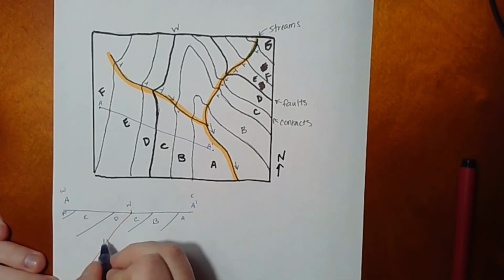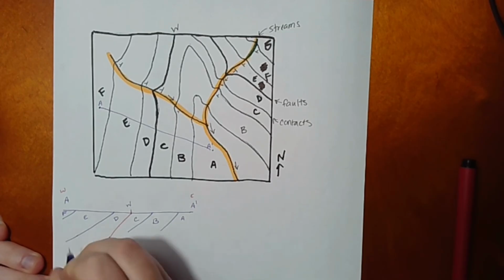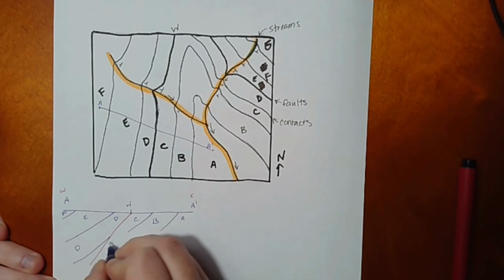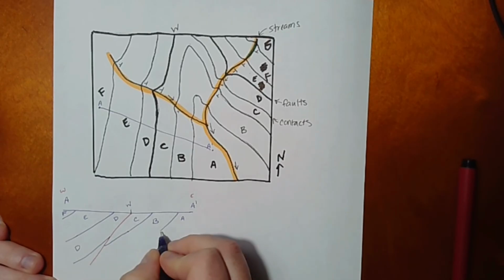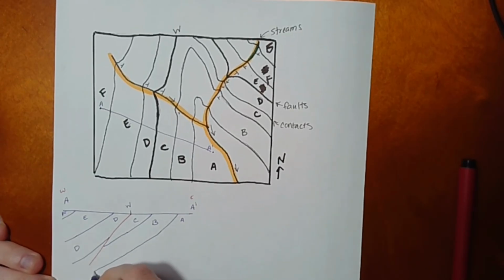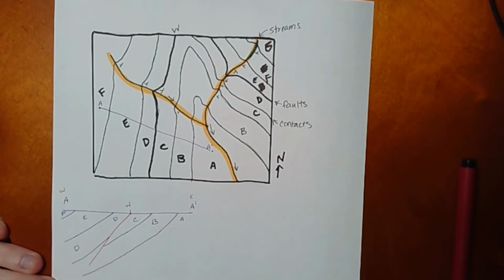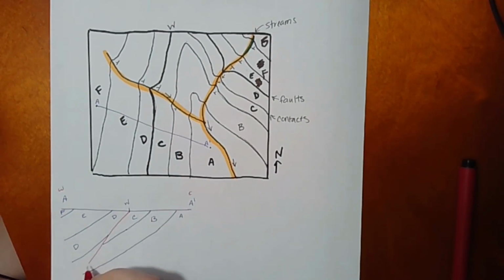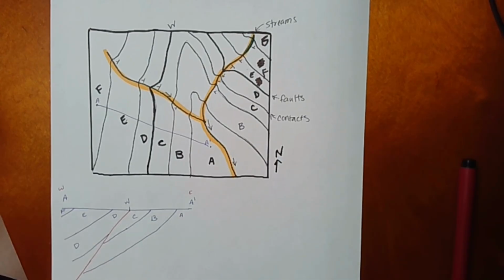Now let's give a pretend thickness to D because that's going to help us visualize what happened on this fault. Continue D down, continue C and B down. Draw my fault.